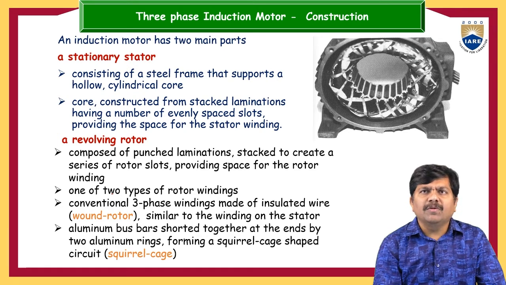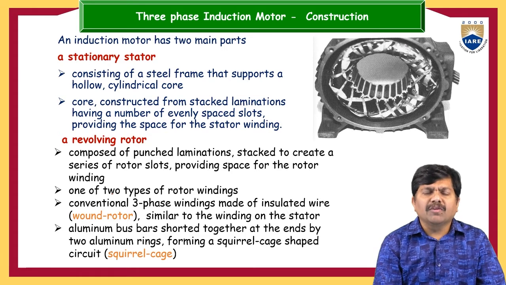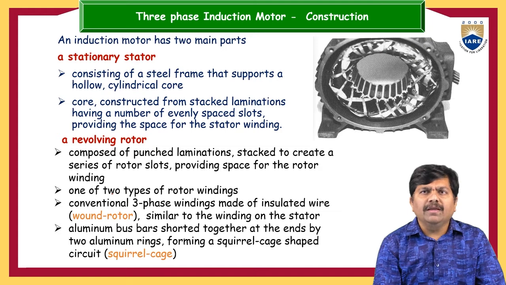So this is the one mechanism, and the next one is the revolving rotor. Now the rotor is a revolving body. It is composed of punched laminations stacked to create a series of rotor slots, providing space for the rotor winding. Here, there are two types of rotors: the squirrel cage induction rotor and the slip ring rotor.